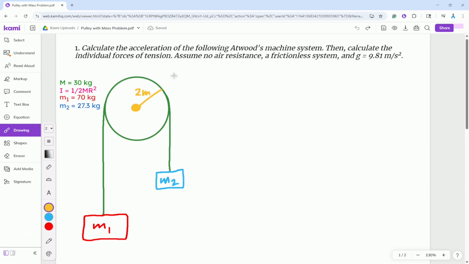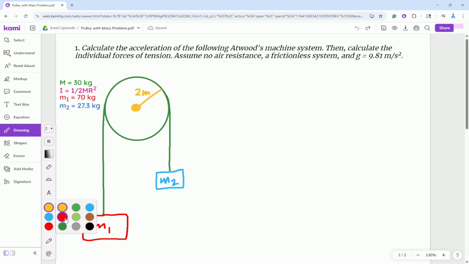All right. So let's read the prompt. Calculate the acceleration of the following Atwood's machine system, then calculate the individual forces of tension. Assume no air resistance or frictionless system, and most importantly, G equals 9.81 meters per second squared. So we need to remember two very sigma formulas.